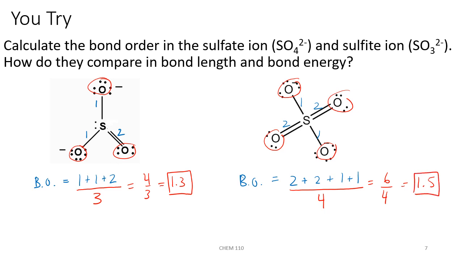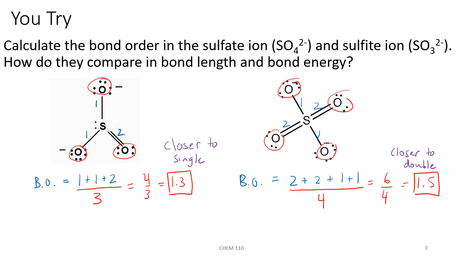So now we can make comparisons between sulfite and sulfate to determine who has the longer bond length, who has the shorter bond length, who has the higher bond energy, and who has the lower bond energy. 1.3 is less than 1.5, so the bond order of 1.3 is going to be closer to a single bond, whereas the bond order of 1.5 is going to be closer to a double bond.